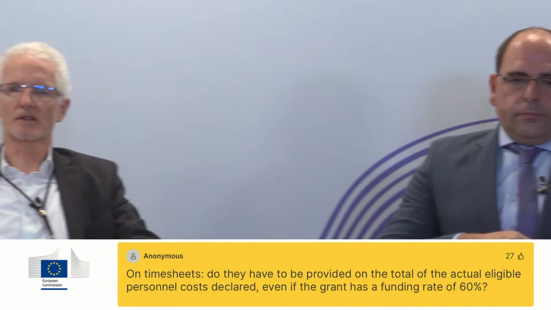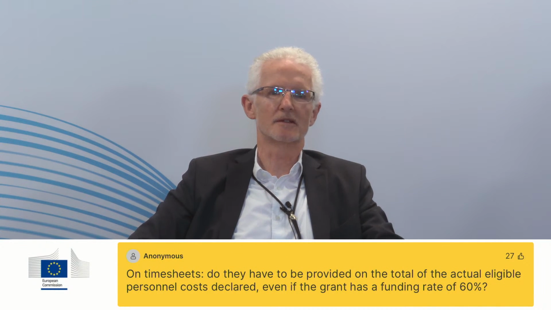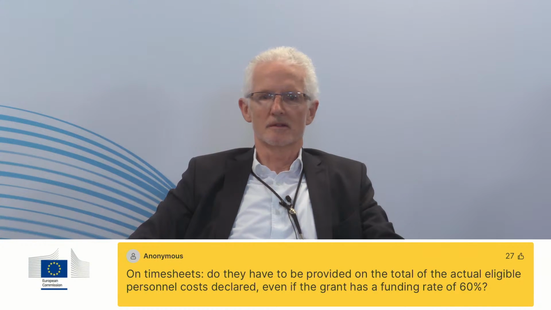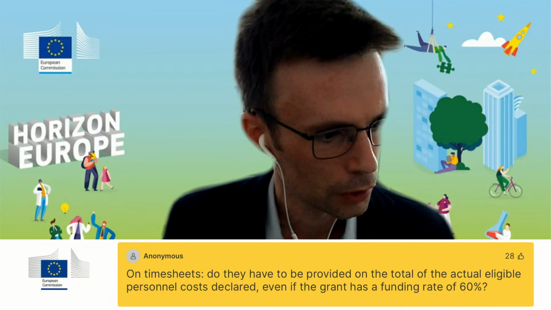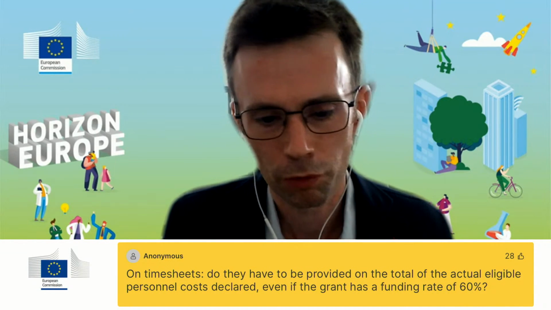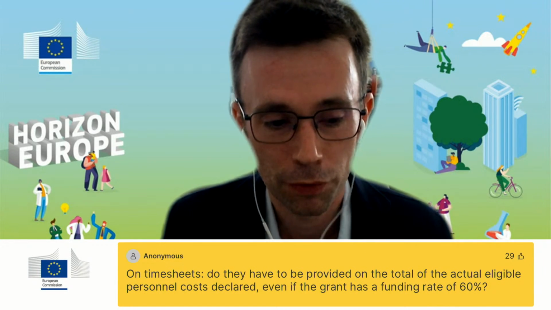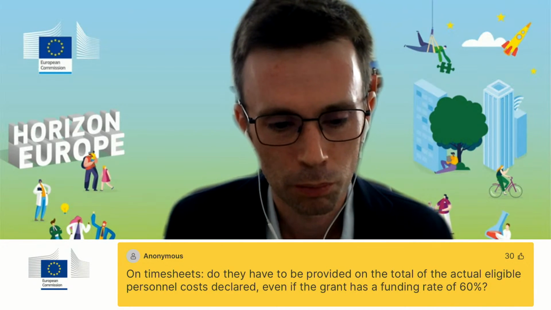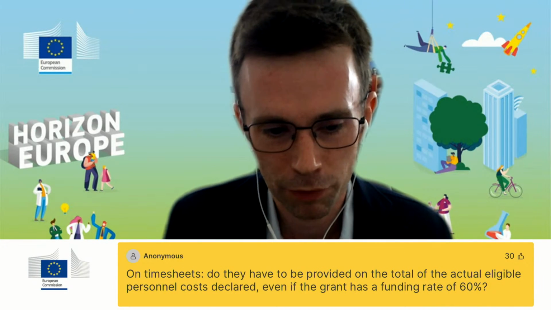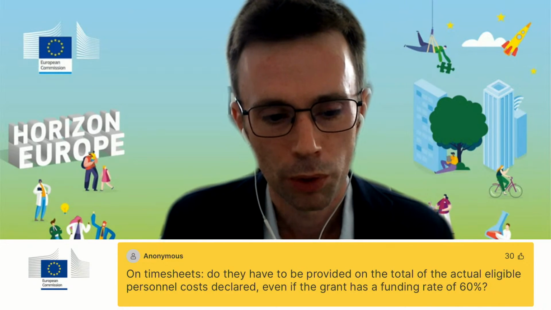Next one. On timesheets, do they have to be provided on the total of the actual eligible personnel costs declared, even if the grant has a funding rate of 60%? Julien. So it's about the timesheet. For the timesheet, what you have to report there is the time spent on the action, either in hours or in days. If you use this monthly declaration, there is a template available on the participant portal in the reference document section where you can have it.